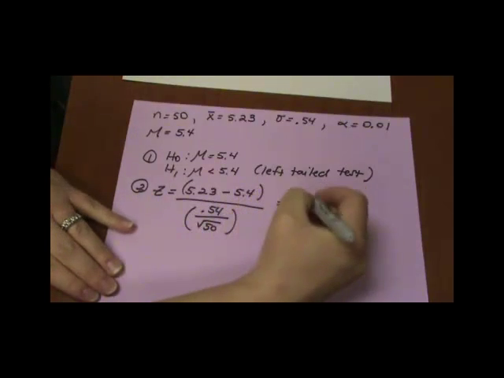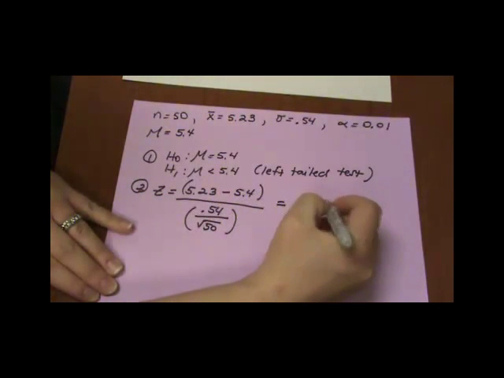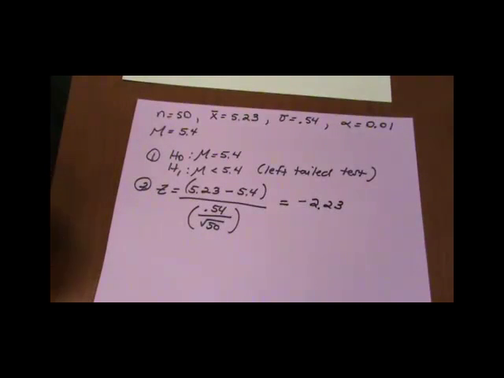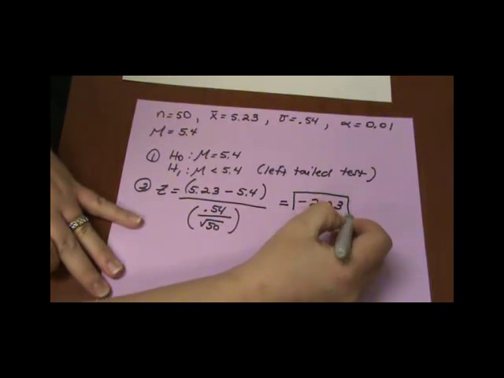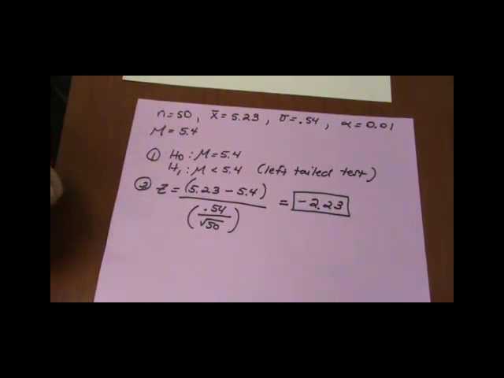All right, and I'm getting negative 2.23 if I round to 2 decimal places. That's my test statistic. This is also just another z-score. This is going to be important later on, so we need to keep that in mind. All right, so that's step 2.